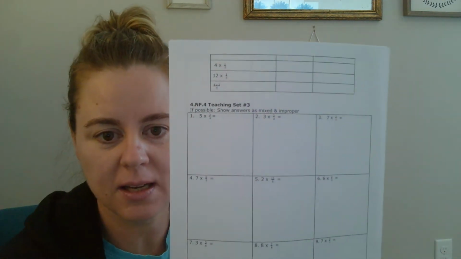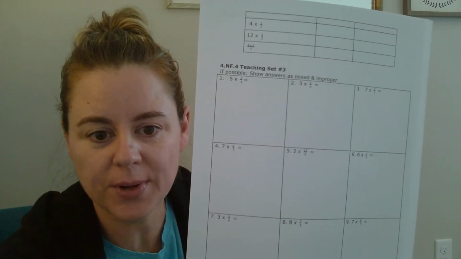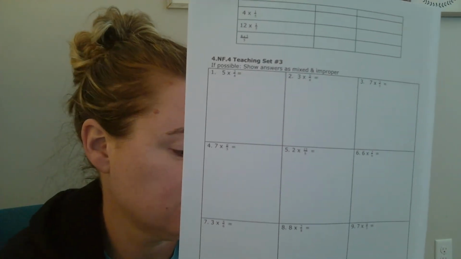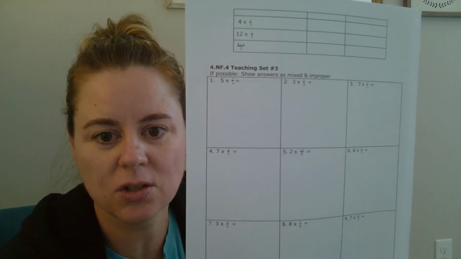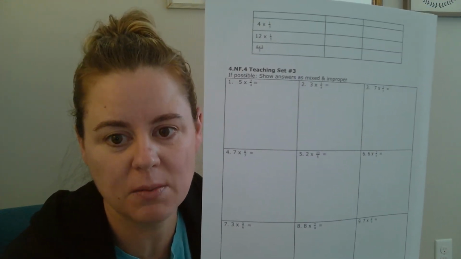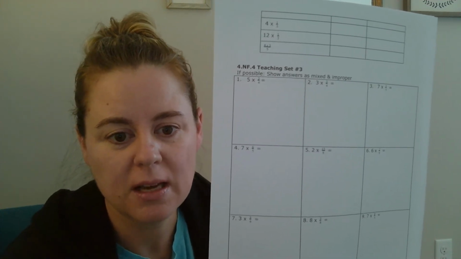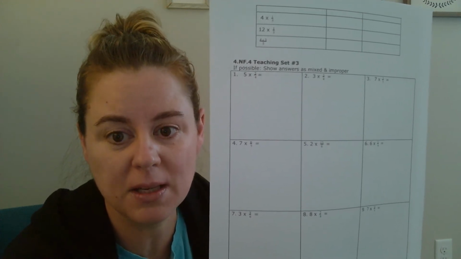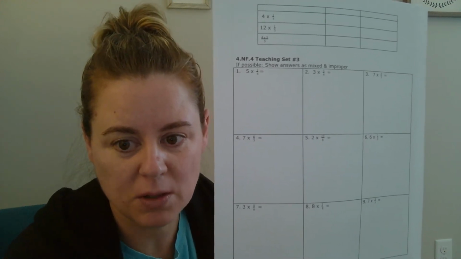Okay, today I noticed my teaching set kind of got all wonky. We are doing NF4 teaching set 3, so make sure you have that in front of you. It is a review of what we did yesterday. We are just going to go a little bit deeper and see how it says show answers as mixed and improper. So we'll end up getting the improper fraction first, and then I'm going to practice turning that into a mixed fraction, a mixed number, by dividing that improper fraction. So that's what we're working on today.